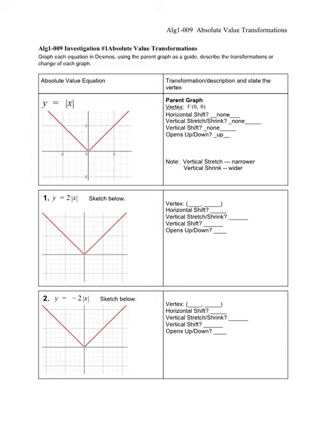So in the top example, this is y equals the absolute value of x. This is called the parent graph. It is the guide, or the graph by which we compare all other absolute value graphs. Okay, so the vertex, which is right here, is (0, 0), right? So right now, because this is the parent graph, there's no horizontal shift, no vertical stretch or shrink, no vertical shift, and it opens up because this right here is positive.